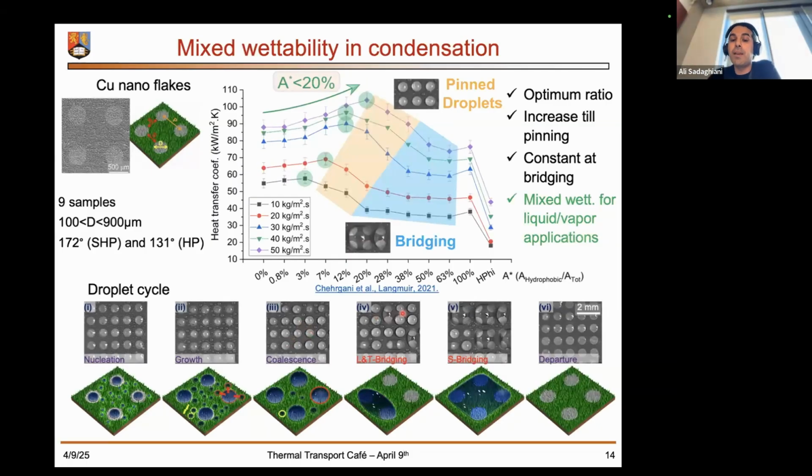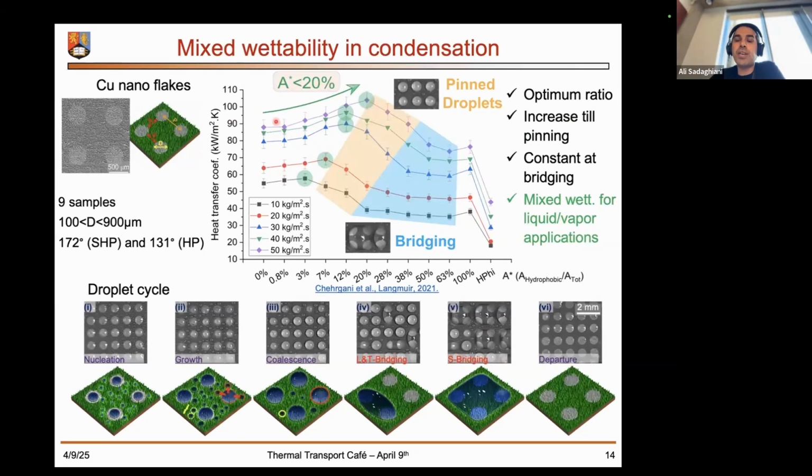hydrophobic spots. Then in the later stage, we have the bridging, where we observe bridging of the liquid film or large liquid droplets between two hydrophobic spots or 4 hydrophobic spots. And this is basically the start of the reduction in condensation performance.